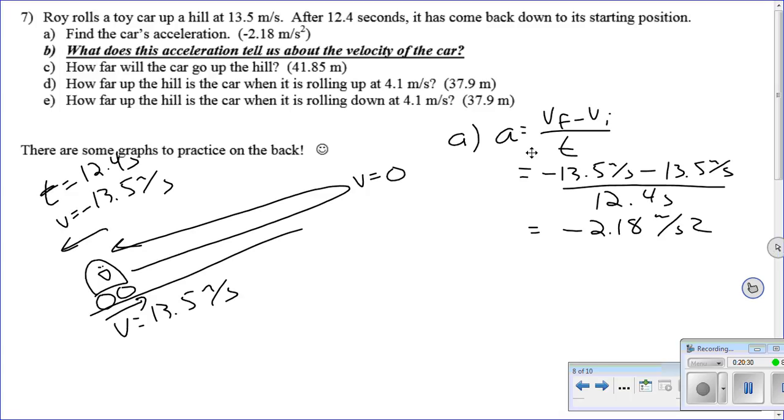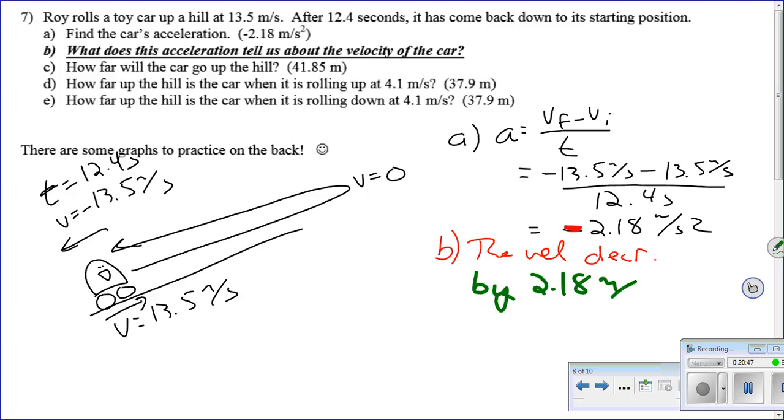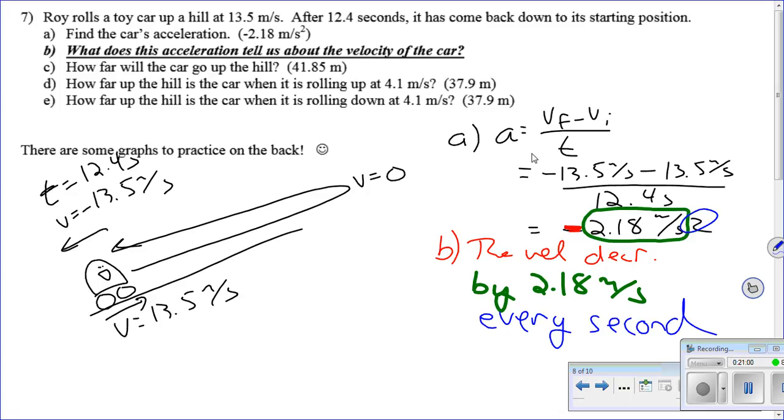So that's that. B, what does it tell us? Well, velocity decreases because it's negative. The velocity decreases by 2.18 meters a second every second. All right, hopefully you guys have got that down by now.